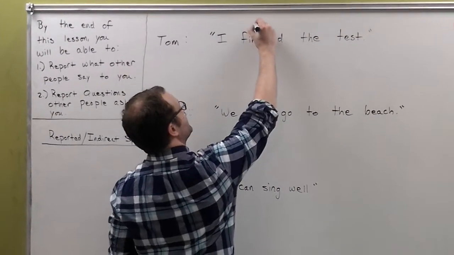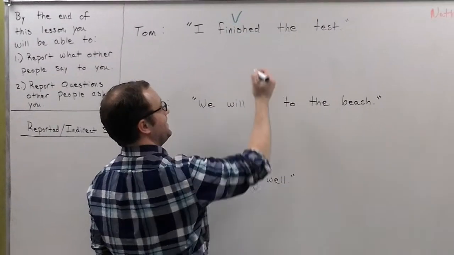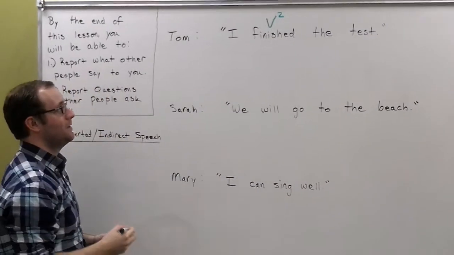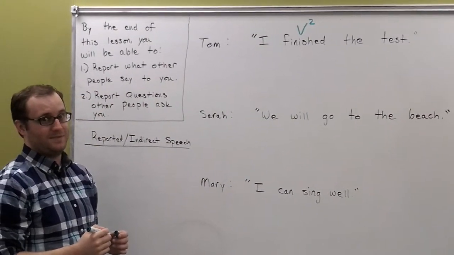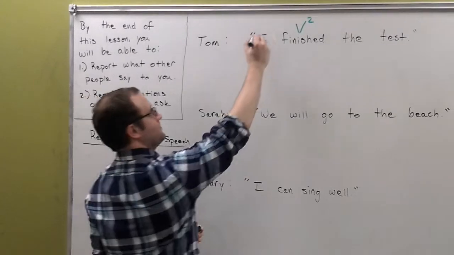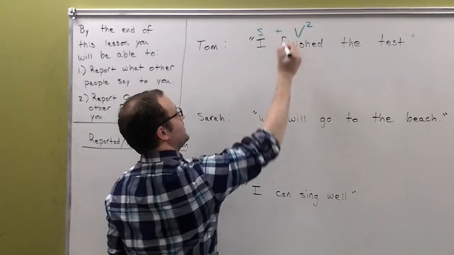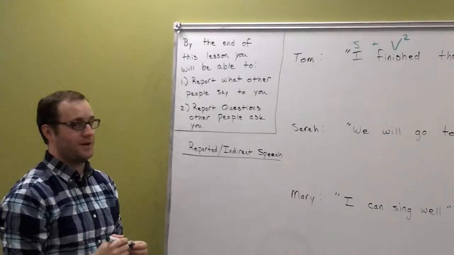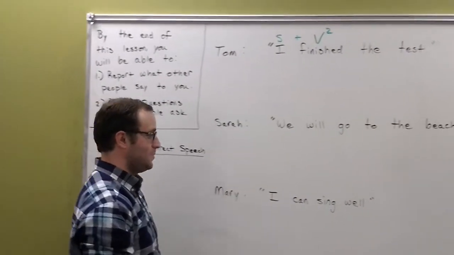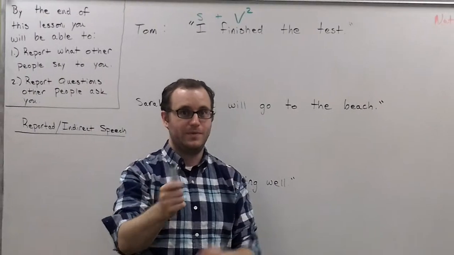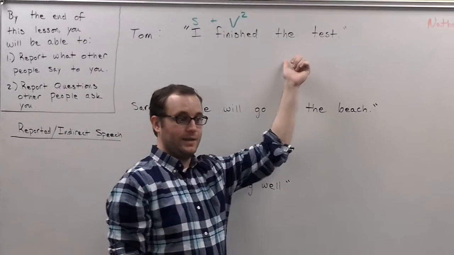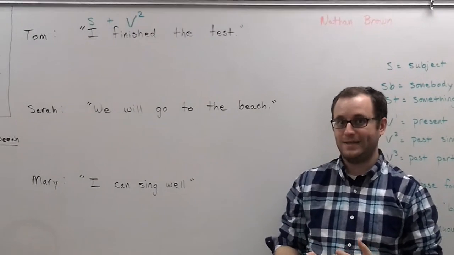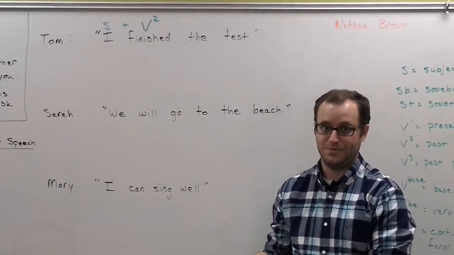Alright, it's finished. What verb tense is that? You said past simple, you're correct. Okay? What is the subject of his sentence? We got I, right? So, subject, Tom, I, finished the test. Okay? Now, let's pretend Tom told you this sentence. And later on, you're talking to another friend. And your friend asks you, what did Tom say to you?